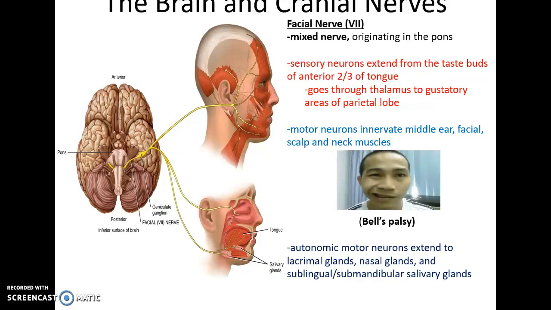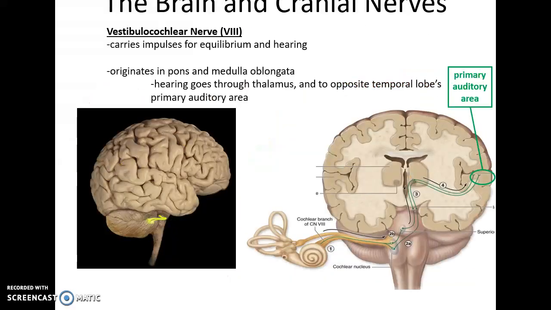There's the facial nerve. This innervates more the superficial structures of the facial area. It is a mixed nerve with sensory neurons for gustation in the anterior 2/3 of the tongue, since the taste for 2/3 of the tongue goes through the thalamus to the gustatory areas of the parietal lobe. Motor neurons control structures in the middle ear, facial muscles of the scalp and neck. Also has autonomic functions, including control of lacrimal glands, nasal glands, and sublingual and submandibular salivary glands.